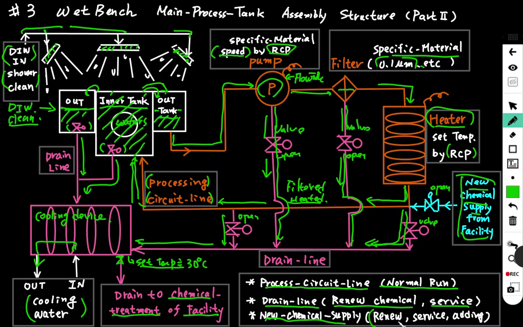The new chemical supply is for the renew action or service action, or when the chemical has been processing for several days and the heating can vaporize some chemical, letting the chemical level get a little bit low, and we use the new chemical supply to add some chemical to the system.